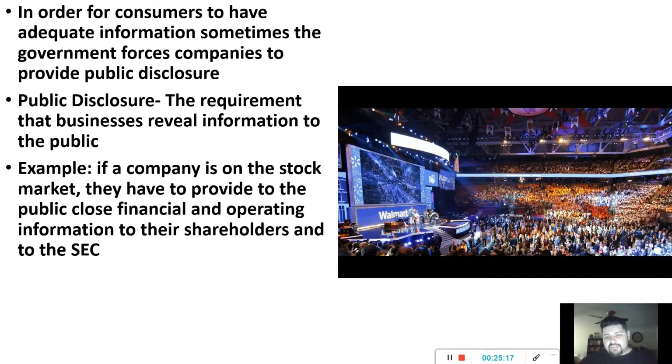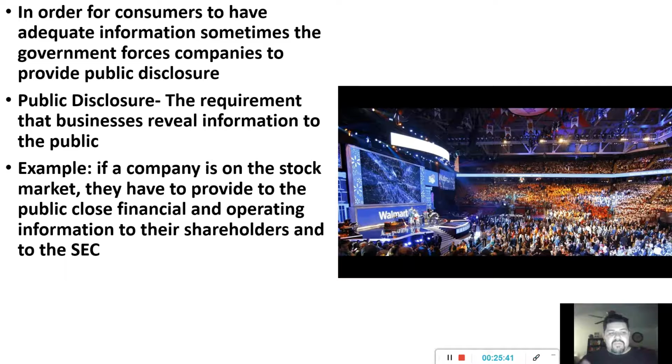Okay, so like this right here, this is a picture of a stockholder meeting for Walmart. If you look at the people on top, those people own at least one share of Walmart. The people on the floor level, they own thousands of shares, tens of thousands of shares of Walmart.